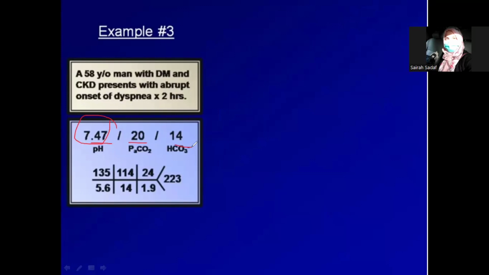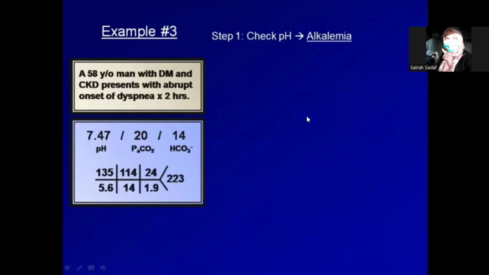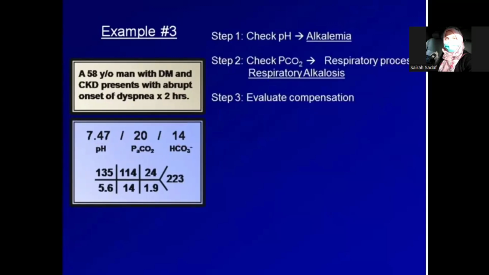Now what does that show? It shows respiratory alkalosis. Okay, you're saying respiratory alkalosis, so we will go and see what this is. Very good. This is alkalosis and this is respiratory alkalosis. Now you have to see the compensation.